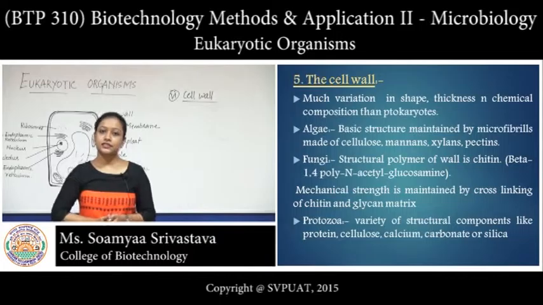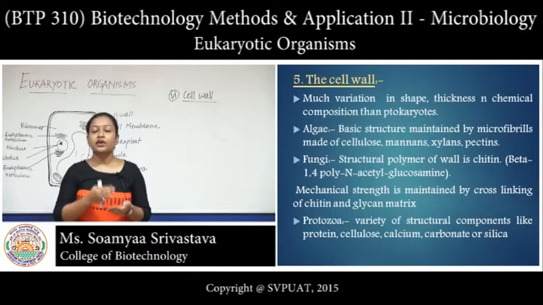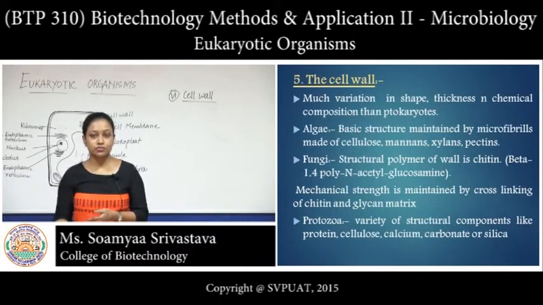Now let us discuss the cell wall. In the eukaryotic cell wall, there are many structural, functional and chemical differences compared with prokaryotes. If we consider different organisms, first of all we have the algae. Algae have microfibrils in the form of a cell wall, made up of certain polysaccharide molecules such as pectin.